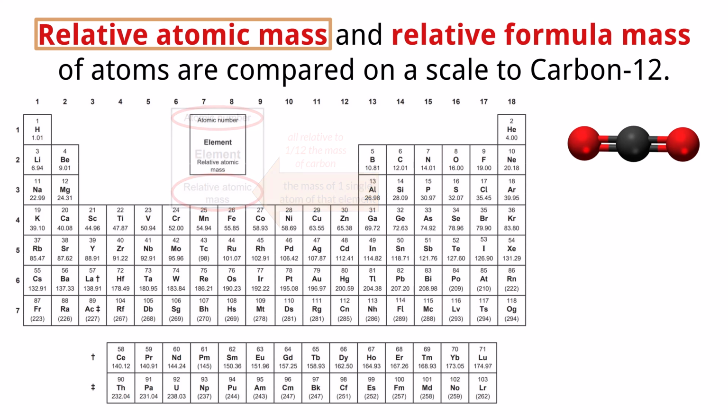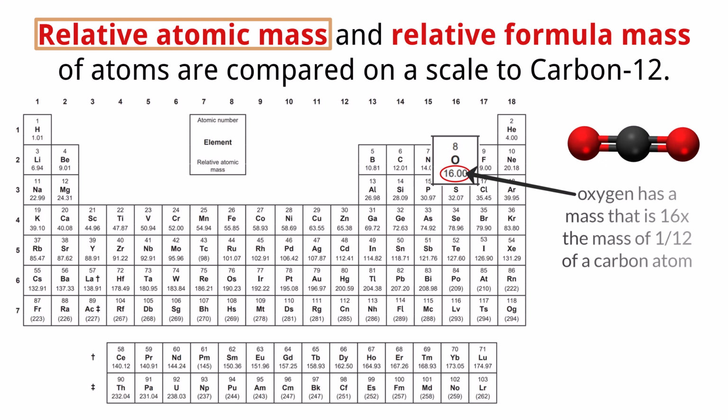So if you take a look at the periodic table here, you will notice that oxygen has a relative atomic mass of about 16 units, which is saying an oxygen atom is 16 times the mass of 1/12 a carbon atom. Something else to note is that relative atomic mass does not have any units because these values are generated from a ratio or comparison to carbon-12. So the units used for the masses end up canceling out.